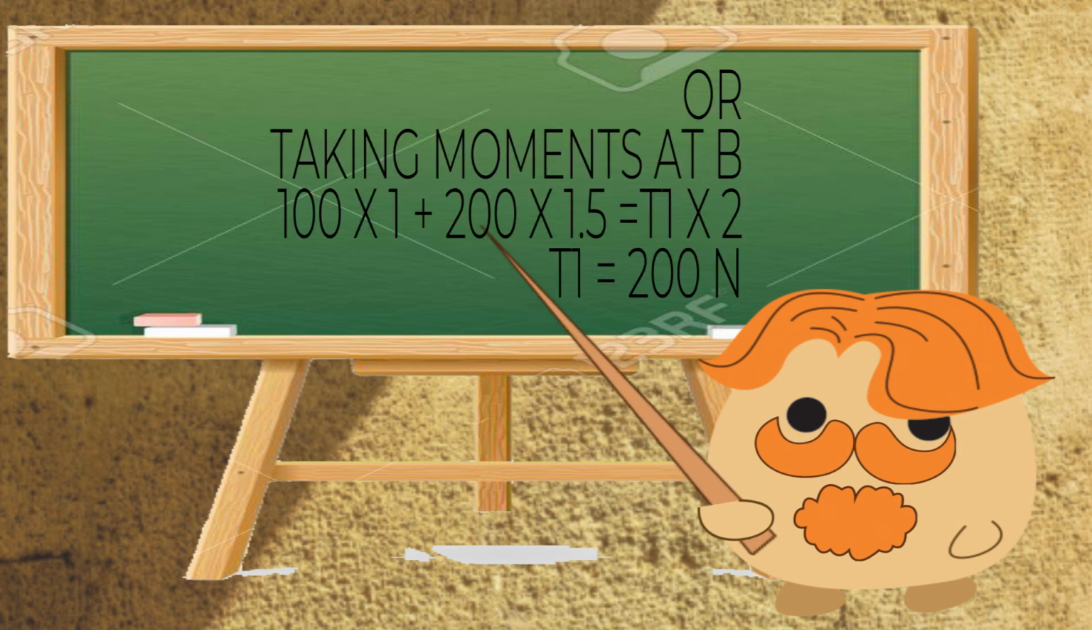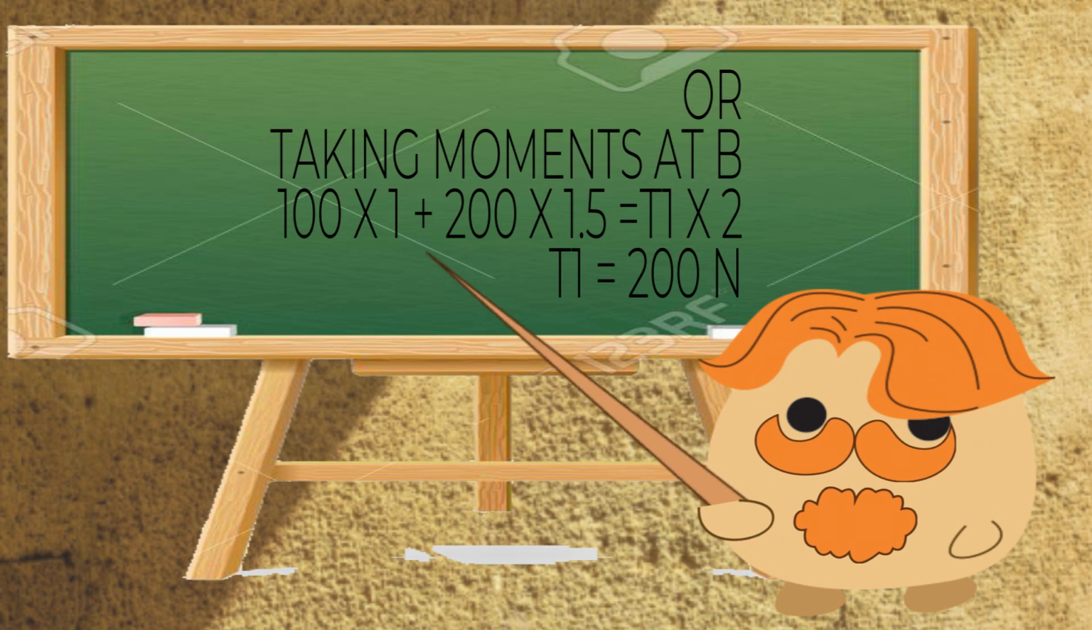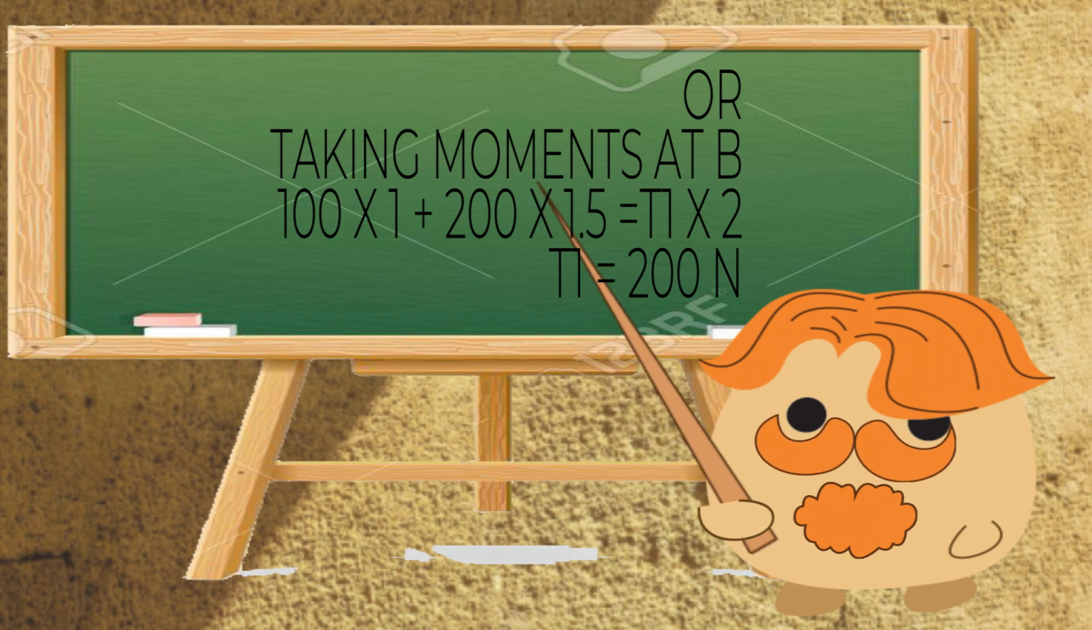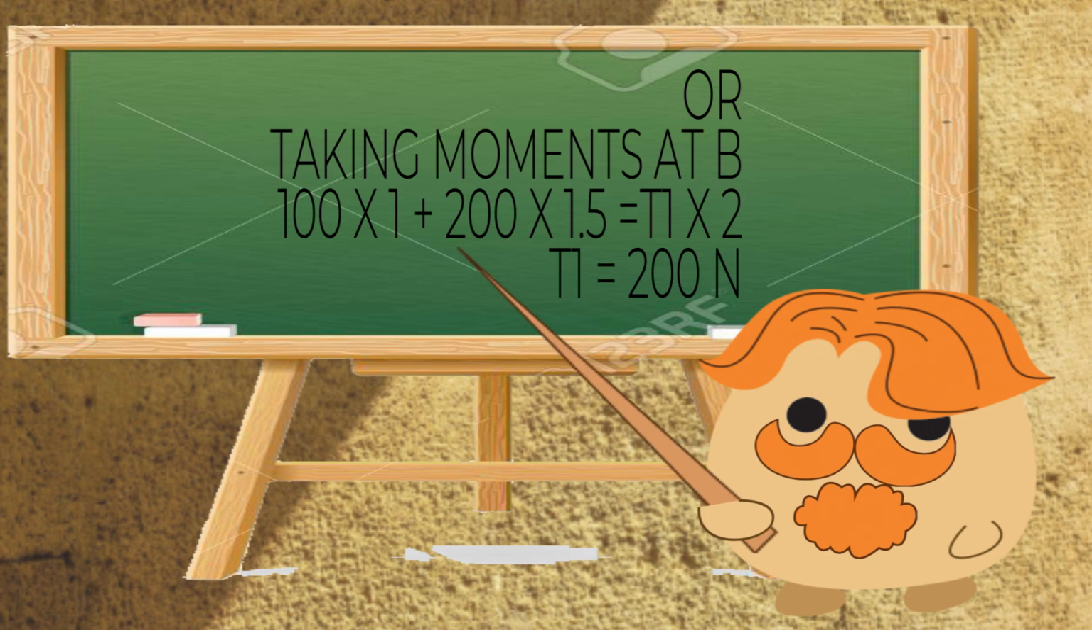Or we can take the moments at B. 100 Newton times 1 plus 200 Newton times 1.5 equals T1 times 2, and then T1 equals 200 Newton.